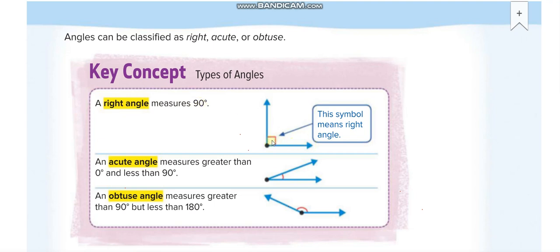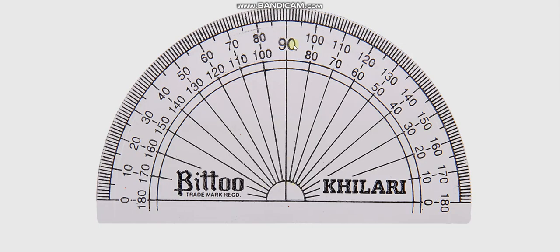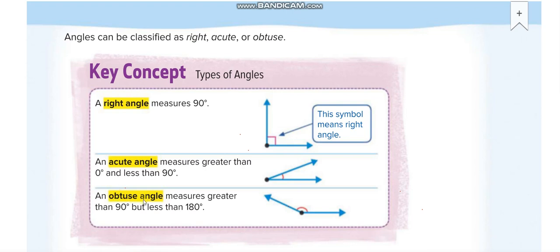And this symbol means right angle. This small square is also showing right angle. And if my angle is more than 90, 91, 92, 100, 110, like this till 180, or more than 90, we call it what? Obtuse angle. So you have to memorize these three things. If the angle is equal to 90 degrees, we call it right angle. If the angle is less than 90 degrees, we call it acute angle. And if it is more than 90 degrees, we call it obtuse angle.